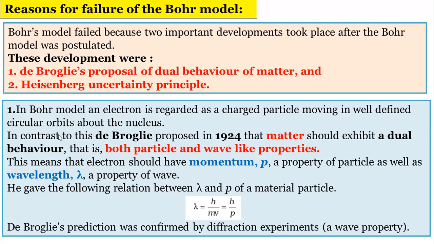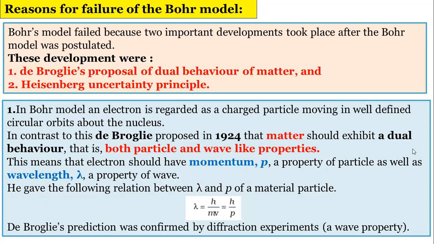This is the result given by Niels Bohr. And what is the opinion of de Broglie, we will discuss here. In contrast, de Broglie proposed his theory in 1924. This is regarding matter. And according to de Broglie, matter exists in dual behavior. Matter behaves as a wave particle. It behaves as a wave and it also behaves as a particle.